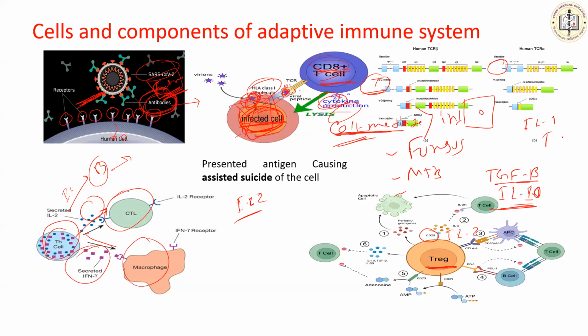Interleukin 1, interleukin 6, and TNF alpha. Interleukin 1, 6, TNF. Yes, these are the pro-inflammatory cytokines. In any kind of inflammation, these cytokines will be raised. And the others are the immune inhibitory cytokines.